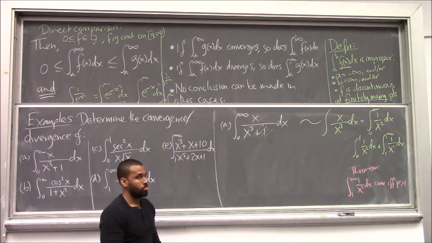Would it be not kosher to do the limit comparison and take your numerator as f of x and your denominator as g of x? You could also do the limit comparison. What would that give you?